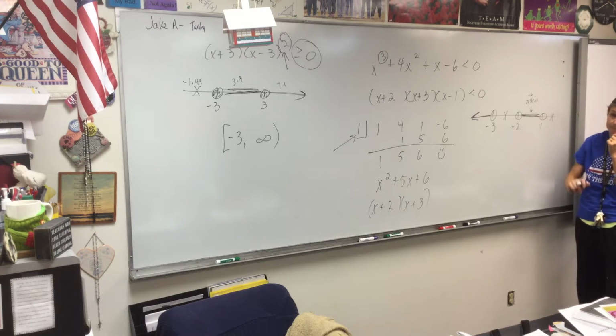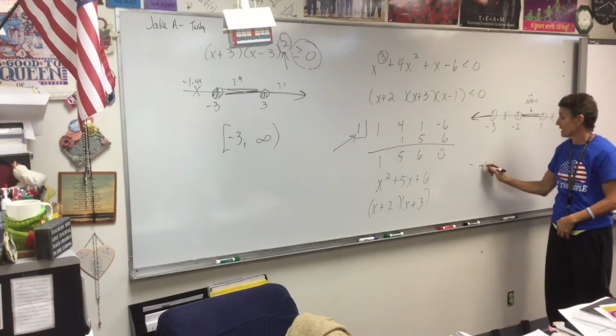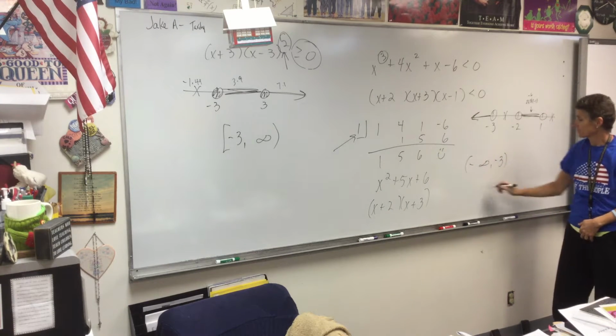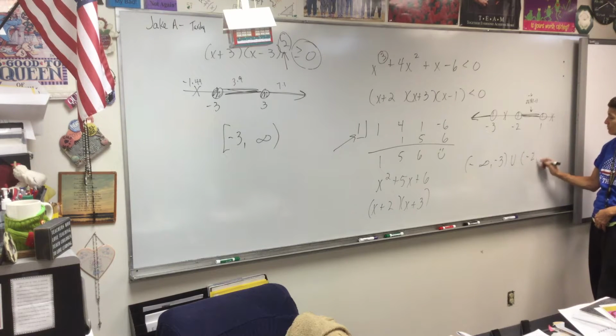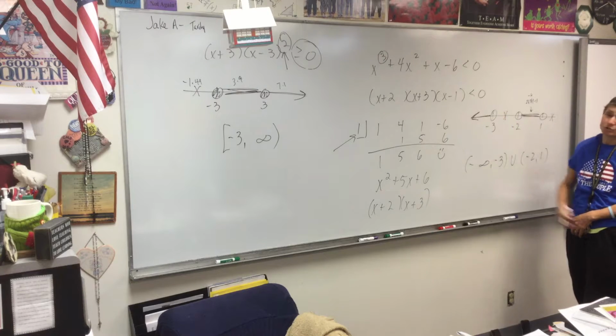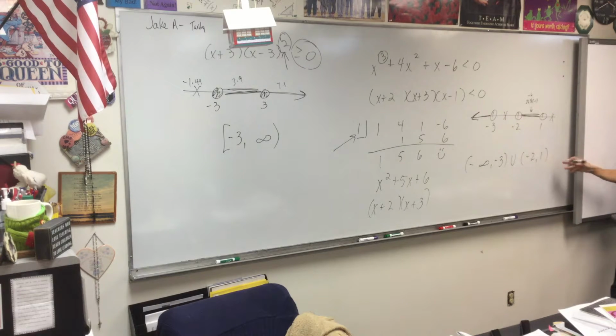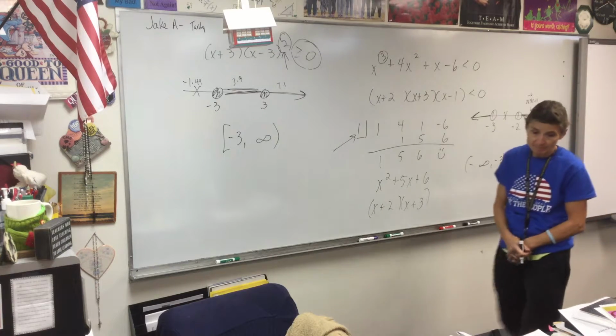They will alternate. So my answer, everything from -infinity to -3, or everything from 2 to 1. And notice that nothing is filled in because there's no or equal to in the problem. So everything is parentheses, no brackets. And we're done. Awesome.